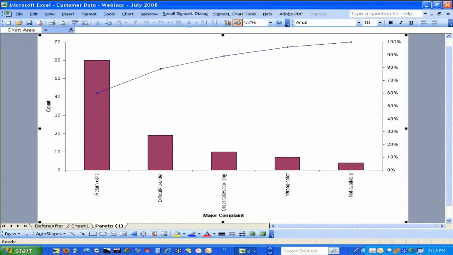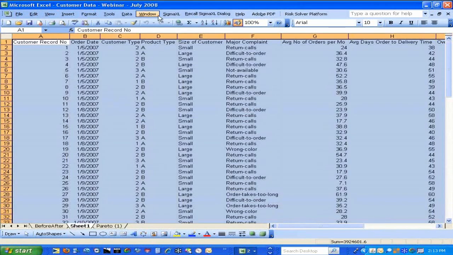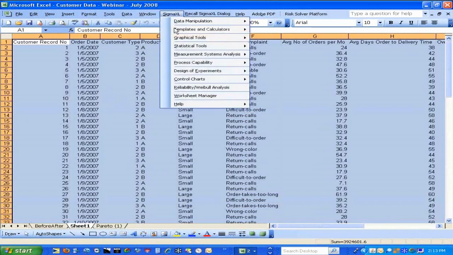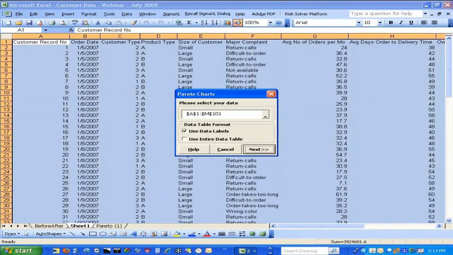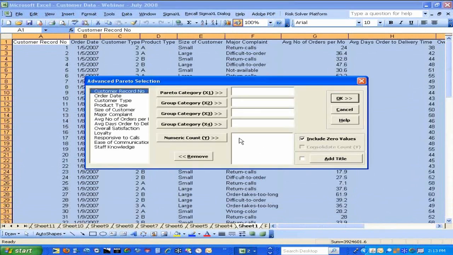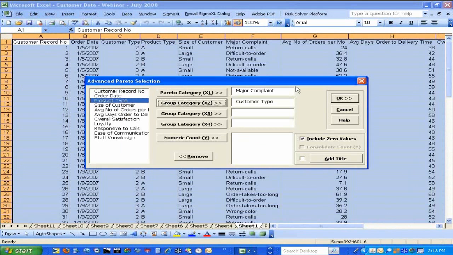There are a few settings that we can modify here, but just for a quick view of the Pareto chart. We also have advanced Pareto in SigmaXL under graphical tools. Advanced Pareto charts allow you to slice and dice. So here if I take, let's say, major complaint, but I group it by customer type, I can see if the different customer types are complaining about different things.